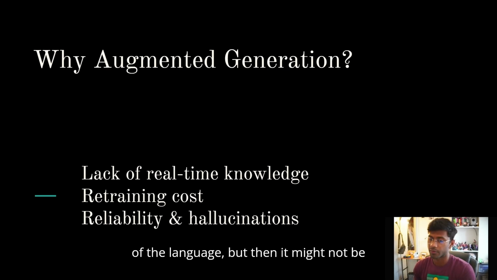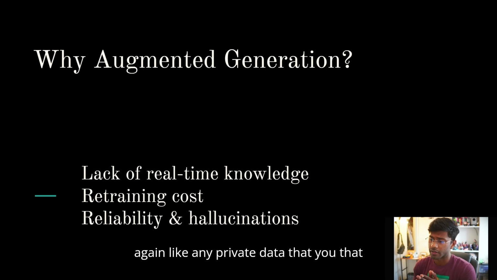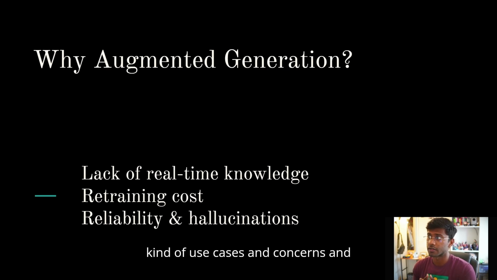because the model itself is pretty capable in terms of modeling general understanding of the language, but then it might not be familiar with specific terminology, domain specific knowledge, terminology that might be specific to that use case, or again, any private data that you want it to be aware of when it's answering something. So for all of these use cases and concerns and issues, augmented generation came up, and these augmented techniques can help mitigate these issues.